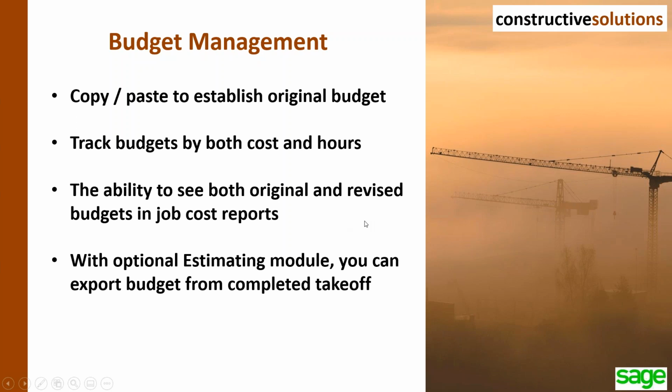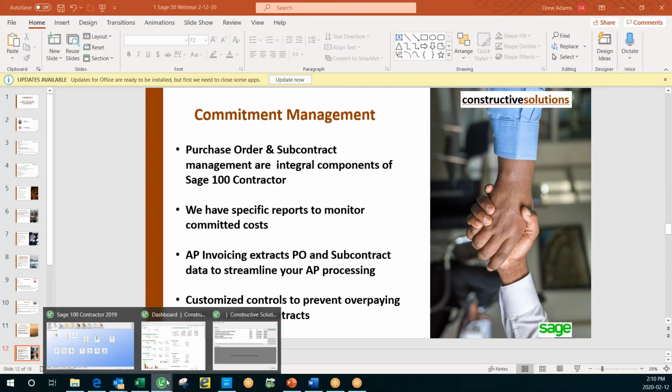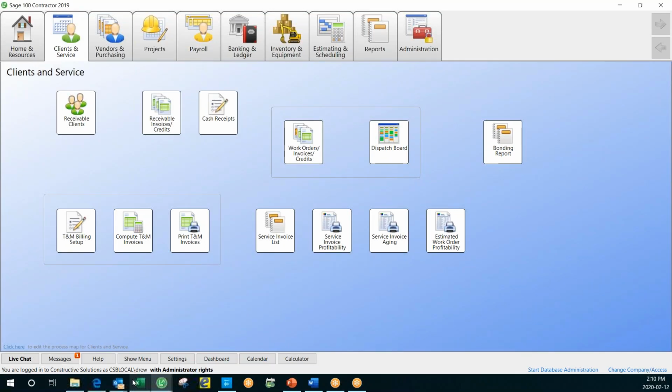The ability to see both original and revised budgets and a job cost report is, again, part of the built-in reporting. And with our optional estimating module, you can export a budget from a completed takeoff. So those are some of the functionalities built into the software. I'm going to jump over to the product now. I'm going to cover the budgeting process and job costing from what's built right into the software.